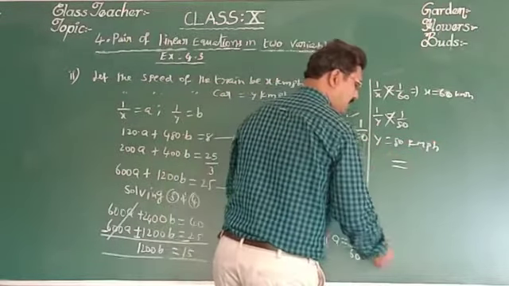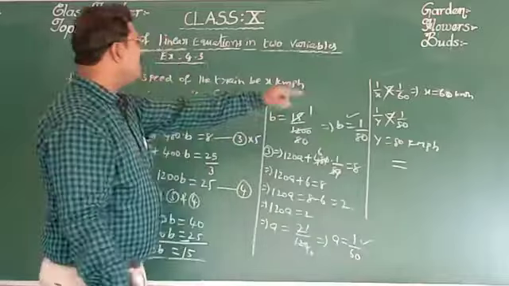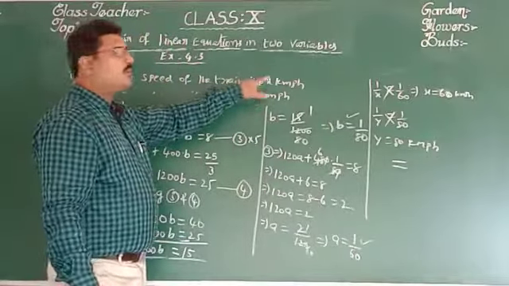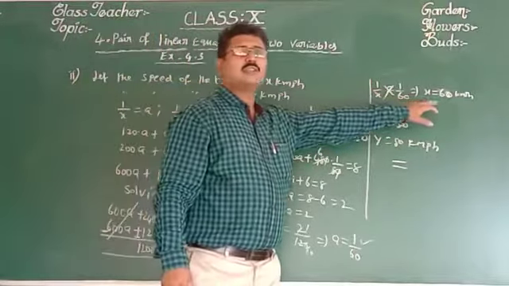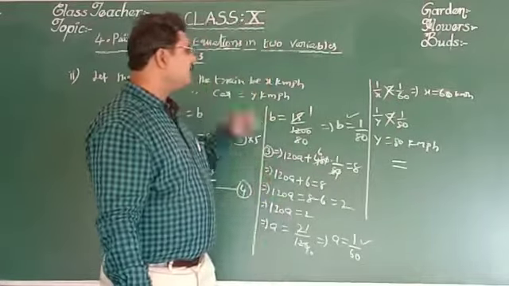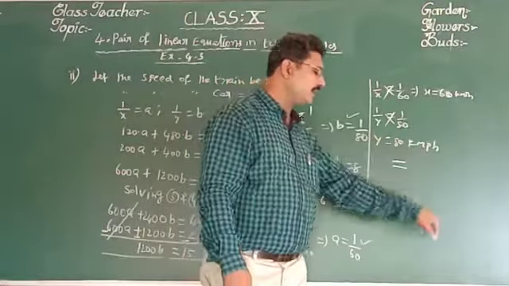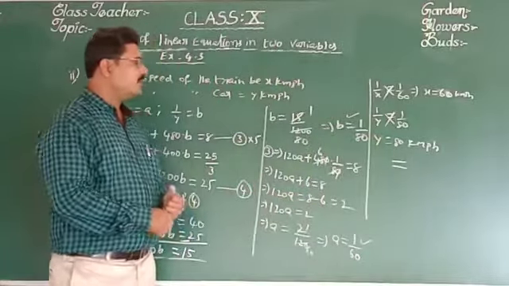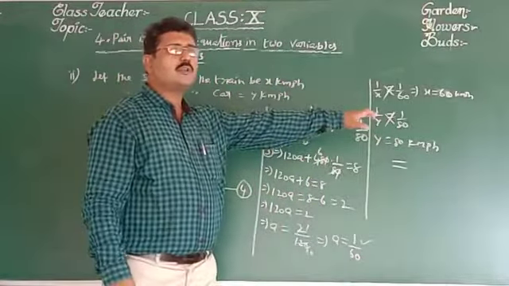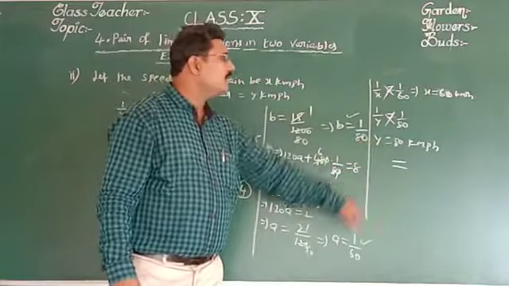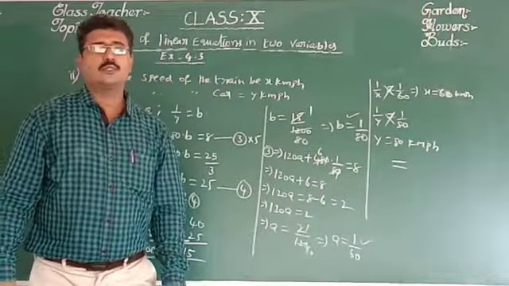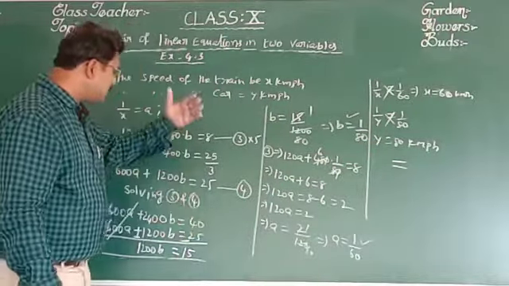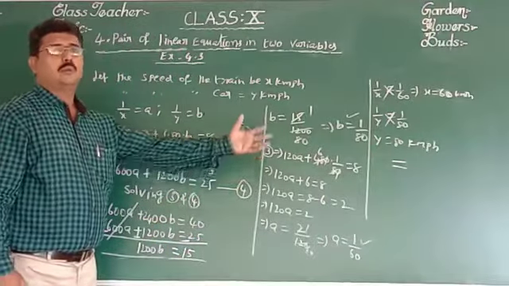So x is what? Speed of the train. Therefore the speed of the train is 60 kilometers per hour and the speed of the car is 80 kilometers per hour. So this is the way to do the problem, step by step, and it is easy to do the problem.